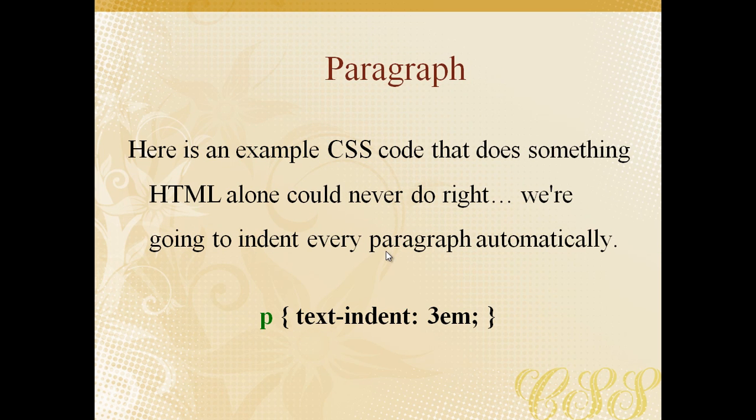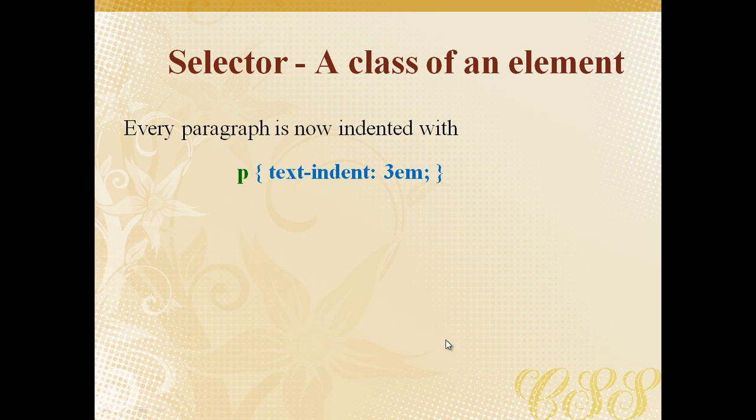Here is an example of CSS code that does something HTML alone could never do, right? We are going to indent every paragraph automatically. p text-indent colon 3em. So wherever you have this p element in the HTML body, the text will be indented by 3em. So now every paragraph will be indented with 3em.